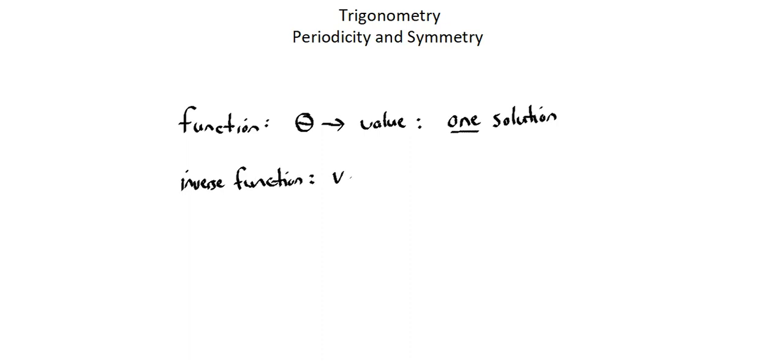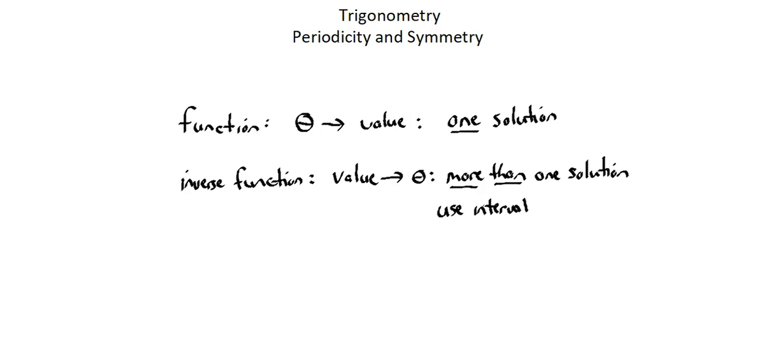In contrast, when I'm dealing with an inverse trig function, here I have the trig value, and I want to identify the angle associated with that value. And there will be more than one solution. And I use my given interval to evaluate possible solutions.